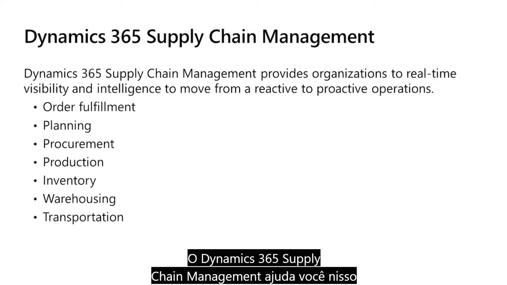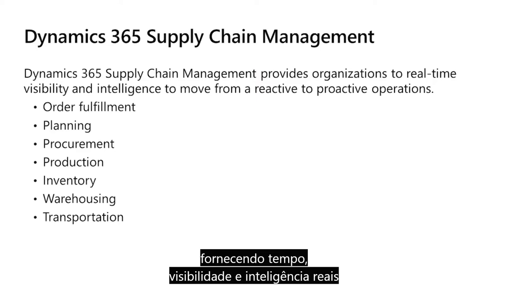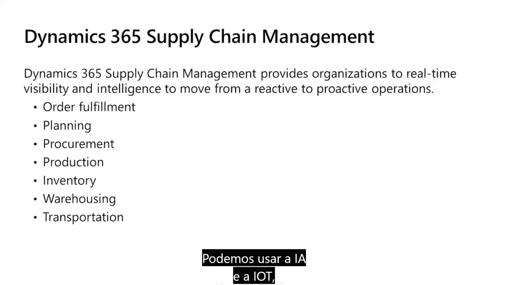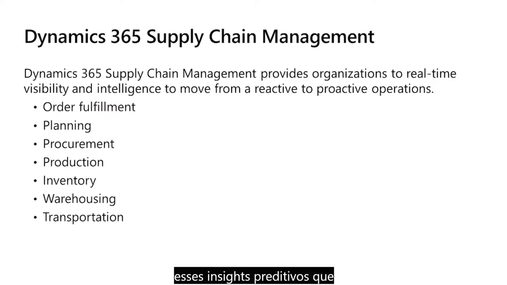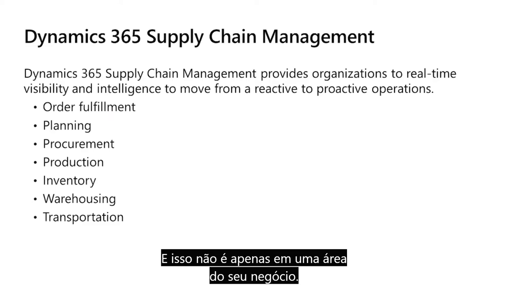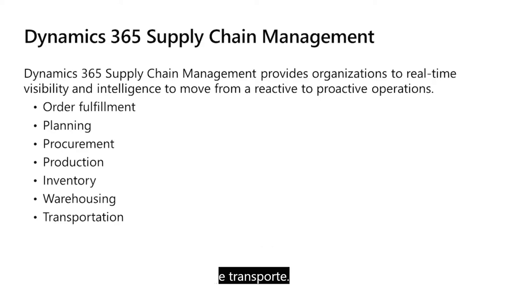And the way that Dynamics 365 Supply Chain Management helps you with that is it actually gives you real-time visibility and intelligence that allows you to move from reactive to proactive in your operations. We're able to use AI and IoT, those predictive insights that help you maximize your operational efficiency, your product quality, and it allows you to increase your profitability. And this isn't just in one area of your business. This includes order fulfillment, planning, procurement, your production, inventory, warehousing, and transportation.